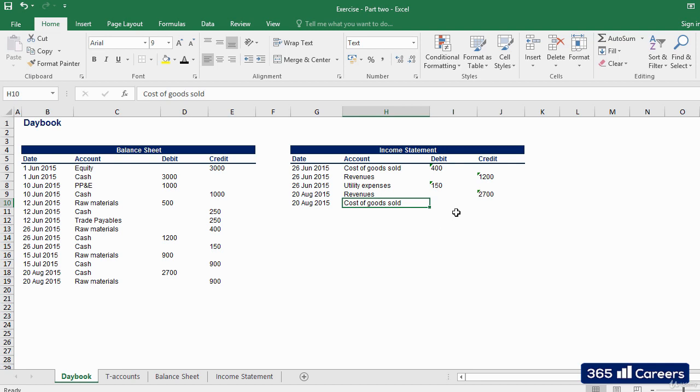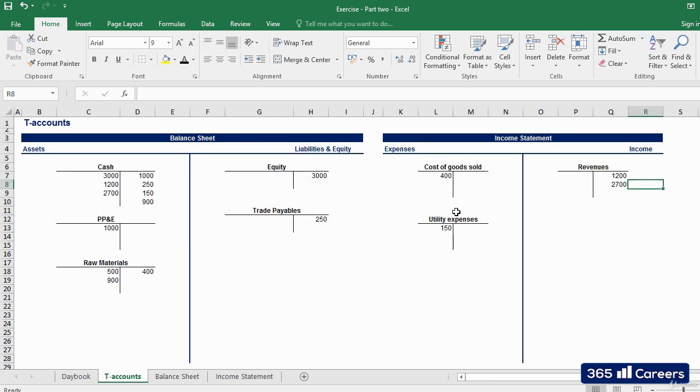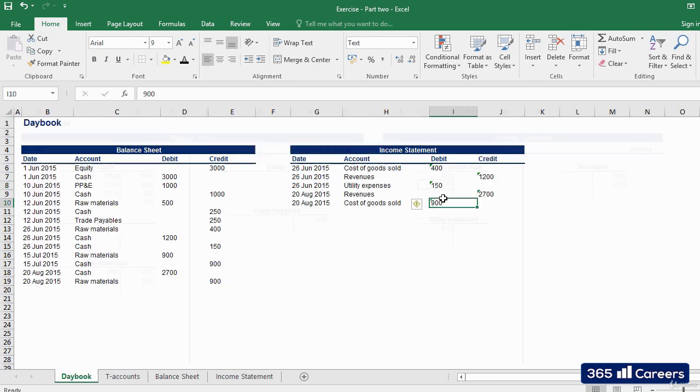On the other hand, cost of goods sold increases. It is an expense in the income statement. We already know how to account for the increase of an expense, right? It is a debit. We'll have a debit of $900 for cost of goods sold. These transactions then have to be included in the T accounts that are on the next page. A credit for raw materials and a debit for cost of goods sold. Very well.